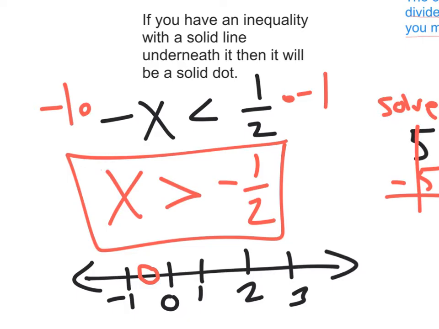So you all put that open dot, and now we just need to say, okay, this is saying x is greater than negative 1/2. Which way is greater than? To the left or to the right? To the right. So there's my answer. There's my graph that represents that answer. I hope this helps. What do you guys think?